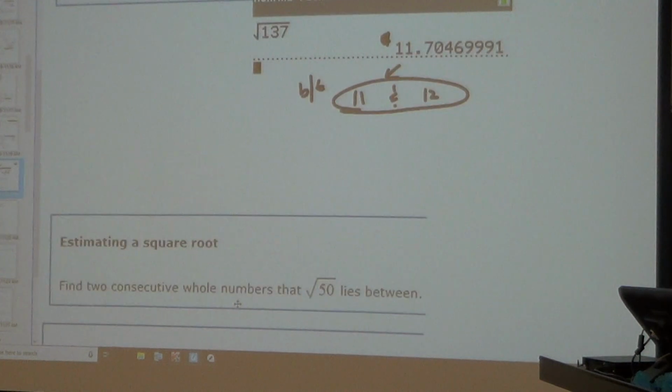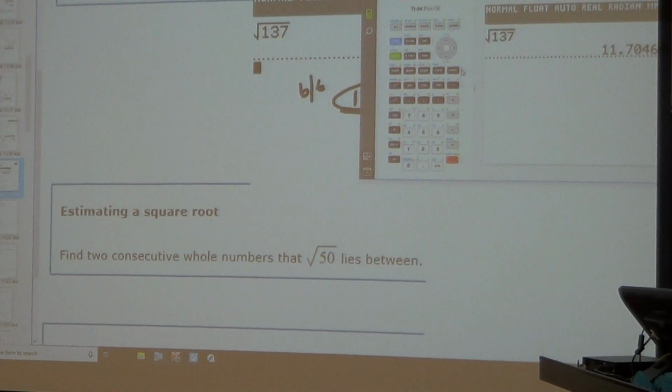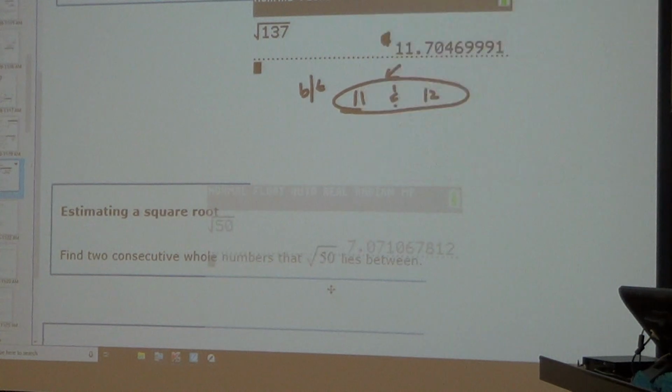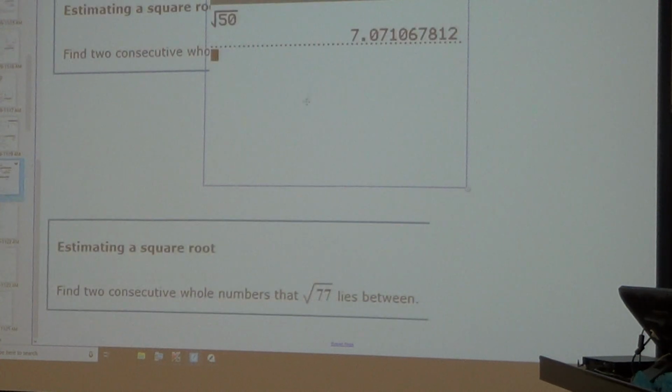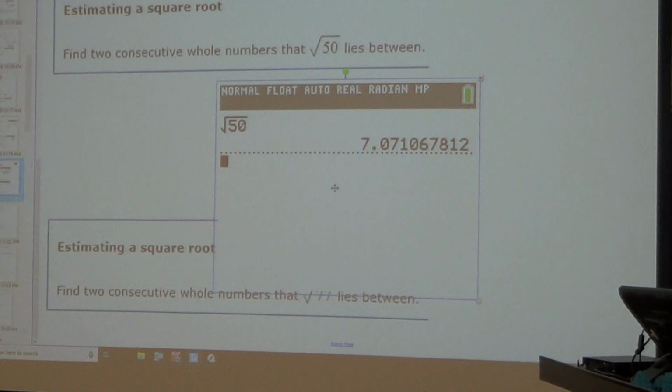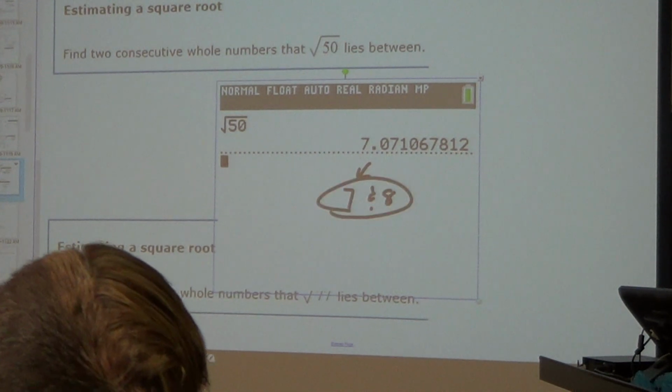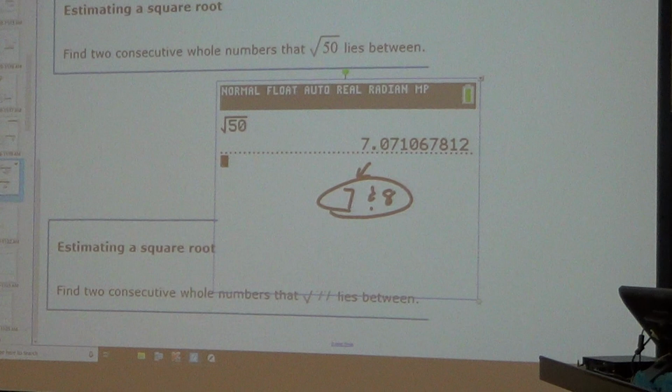So for the next one, if I do square root of 50, I have $7 and some change. So I have between $7 and $8. That's it. Done.